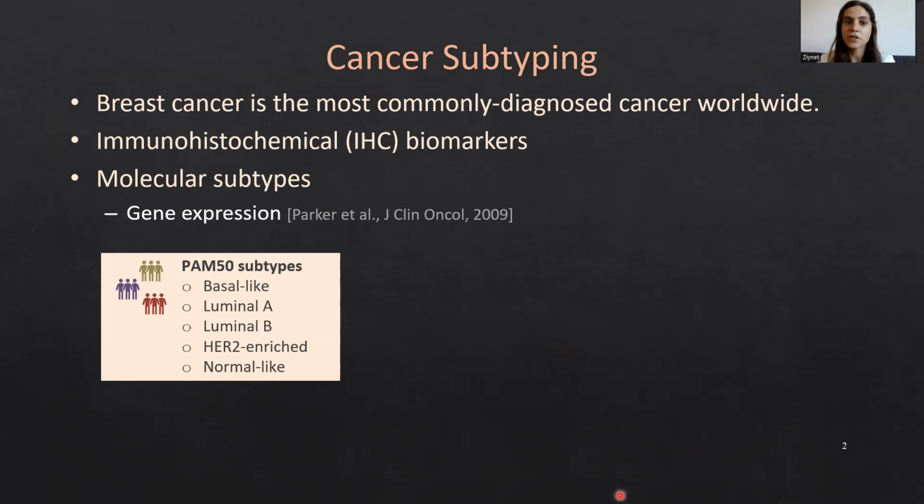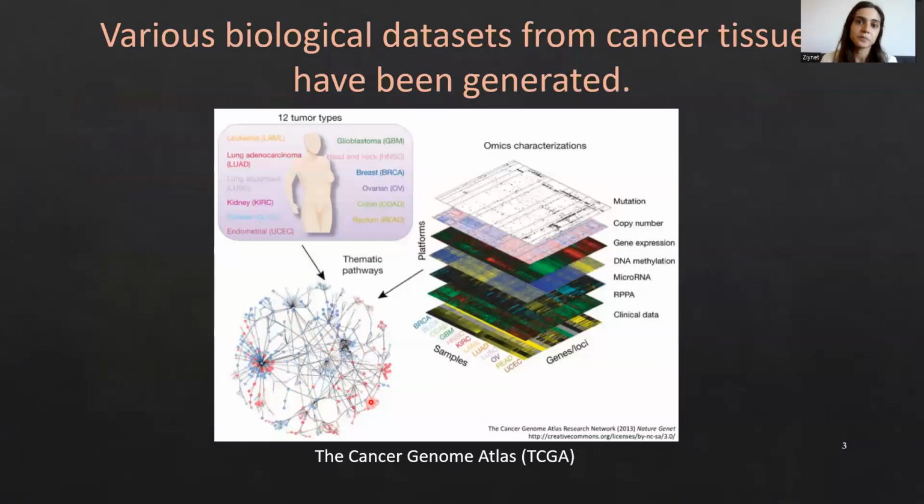In 2009, Parker et al. found that expression of 50 genes was important to cluster breast cancer subtypes, which are called PAM50 subtypes, and the concept was taken as ground truth for many studies. With increasing technology, various biological data sets from cancer tissues have been generated. For instance, the Cancer Genome Atlas project generated data for thousands of patients for 33 cancer types.